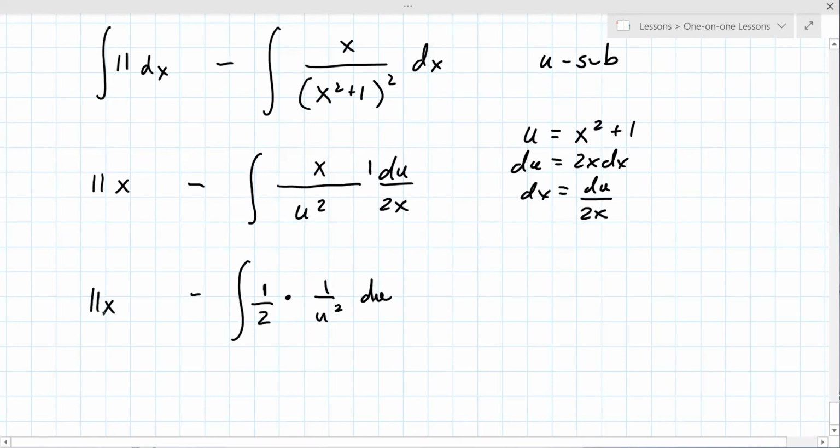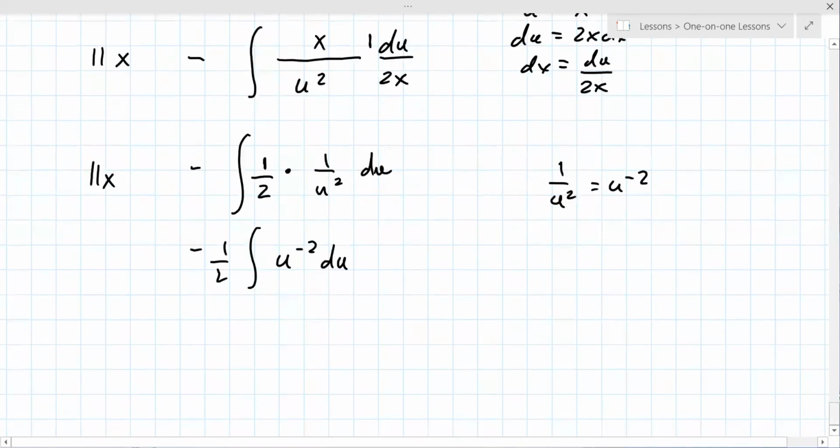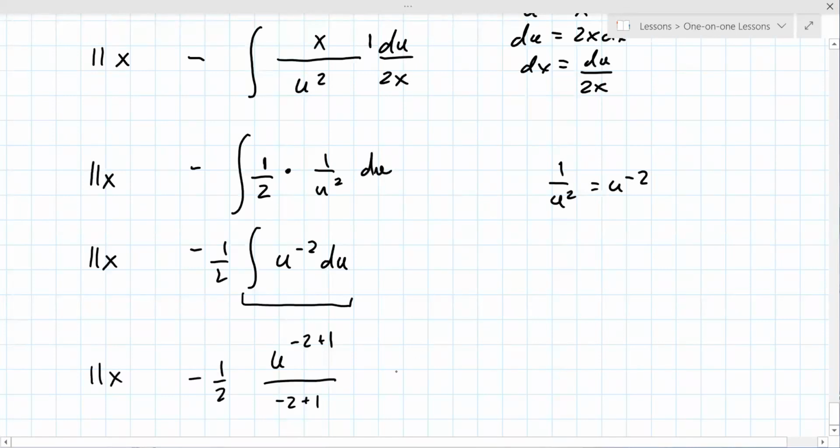Now I'm going to bring the 1/2 out because that's allowed. The 1 over u squared becomes u to the minus 2. So this is u to the minus 2 du. So now we're going to take the integral of this. You add 1 to the exponent, and the minus 1/2 stays with it.